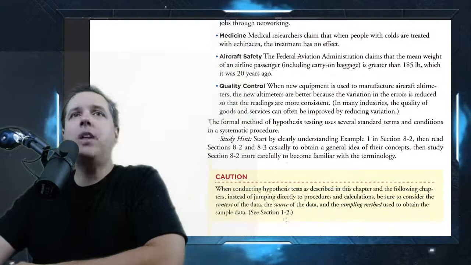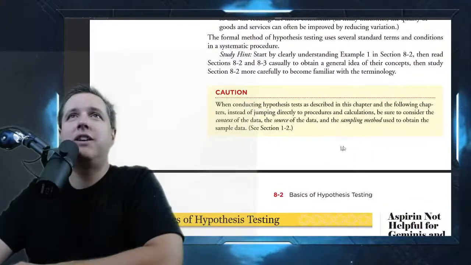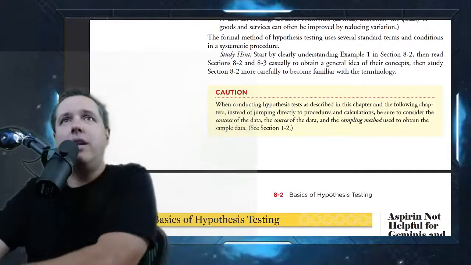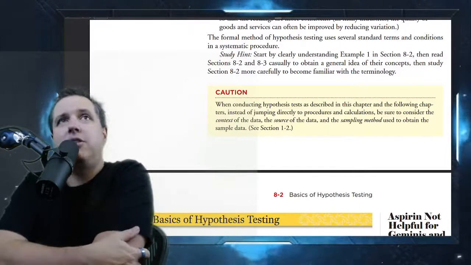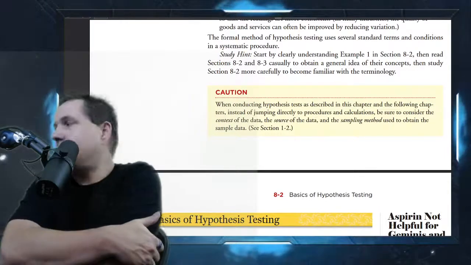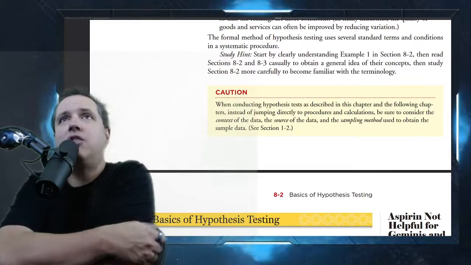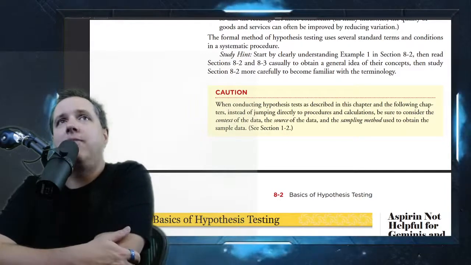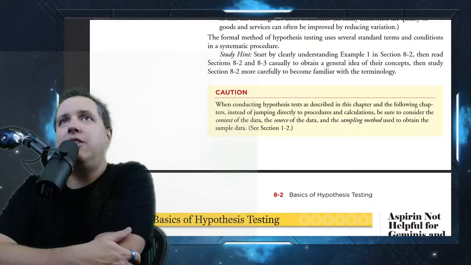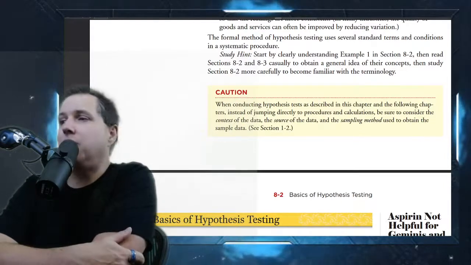Okay, here's a big caution, which goes into the stuff I've been saying all semester. It applies to the whole class, but especially now. When conducting hypothesis tests as described in this chapter and the following chapters, instead of jumping directly to procedures and calculations, be sure to consider the context of the data, the source of the data, and the sampling method used to obtain the sample data.